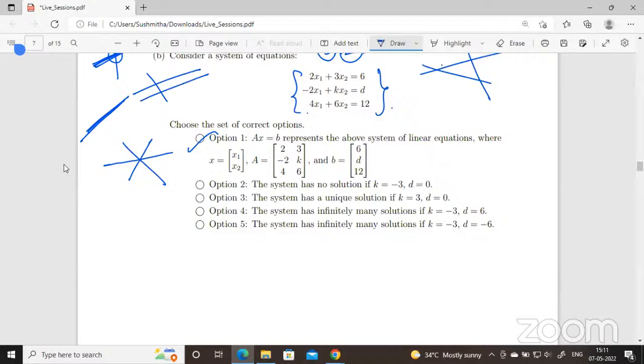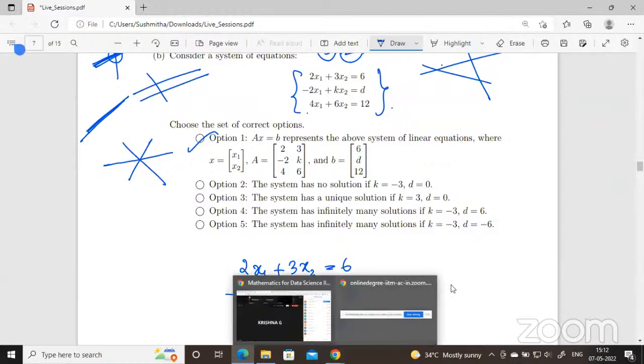Yeah, so how do we do this? The system has no solution if k is equal to minus 3 and d is not equal to 0. What happens when k is equal to minus 3 and d is not equal to 0? There is no solution.